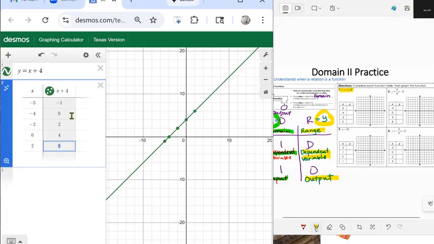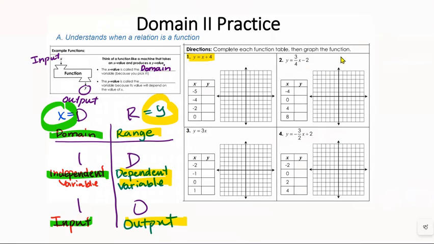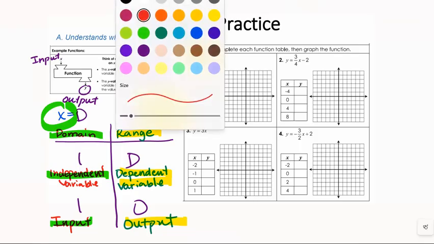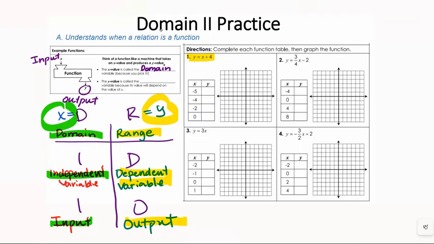Look at the numbers: -1, 0, 2, 4. Okay, I will go back to that later. Let's solve this. Here we go. You need to help me out here, okay? If I input -5 plus 4, what's the answer?